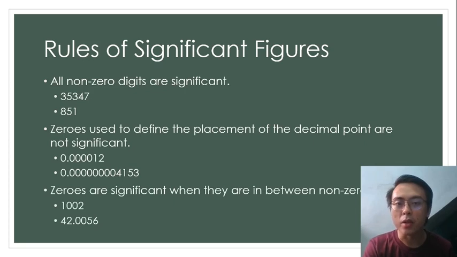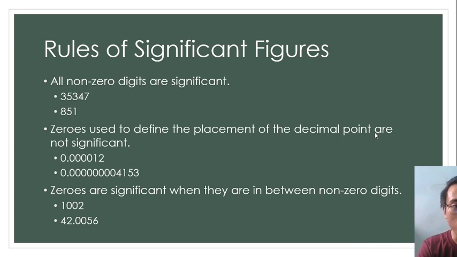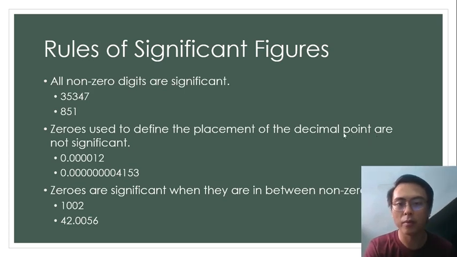Last, zeros are significant when they are in between non-zero digits. For the first example, 1.002, the 2 zeros are in between significant figures, so they are counted. So in 1.002, you have 4 significant figures. And in this example, you have 1, 2, 3, 4, 5, 6, so 6 significant figures. If the zeros are sandwiched in between significant figures, then they are also significant.